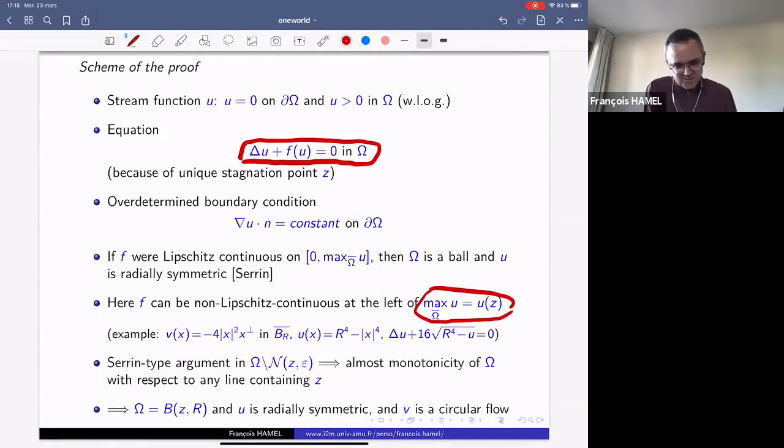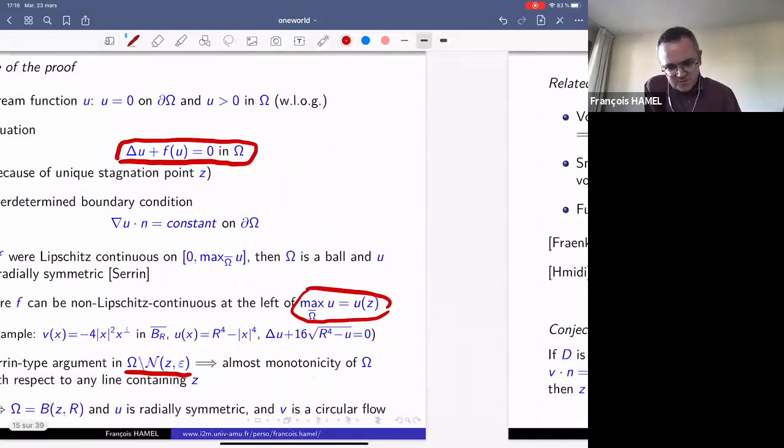So we cannot exactly apply the result of Serrin, but we do that by subtracting some small neighborhoods of size epsilon around the unique critical point of v, and then we pass to the limit when epsilon goes to 0 in the Serrin arguments. So this is where we get this result.